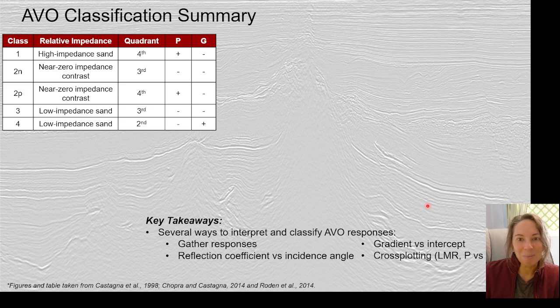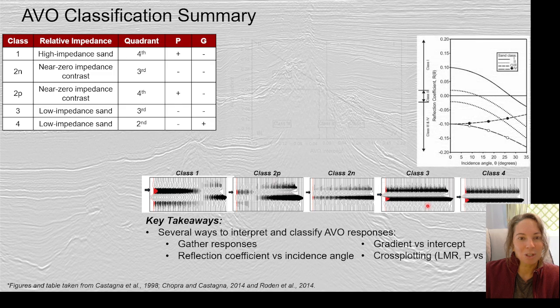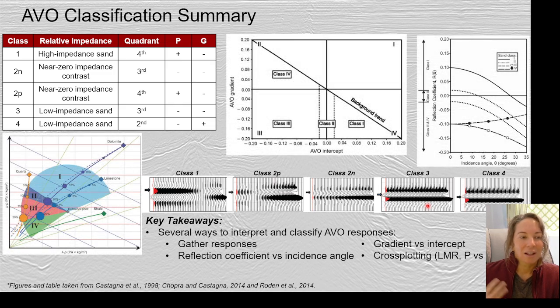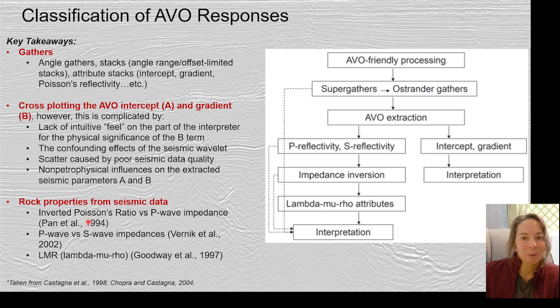Okay, let me work on summing it up. I'm going to show a lot of these key figures again. We've got all 4 or 5 of these classes, with the 2N and 2P. We talked about how the different classes relate in gradient and intercept, how you can see this chart from the classical change in the reflection coefficient with offset, what they look like in gathers, and where they plot in Lambda-Mu-Rho space. So, all good AVO tools for fluid analyses.